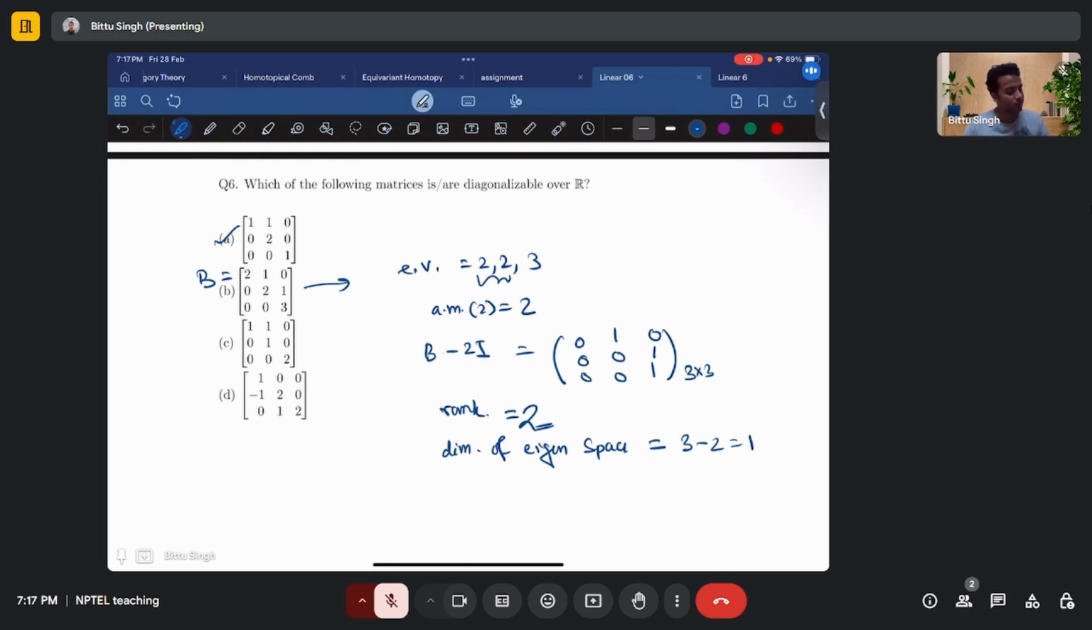So clearly we get the geometric multiplicity of 2 is 1, which is less than the algebraic multiplicity, right? So it is not diagonalizable. The conclusion is B is not diagonalizable.